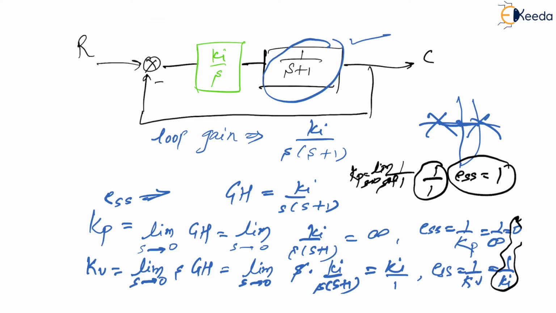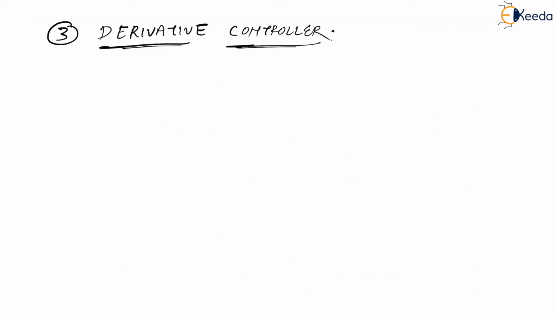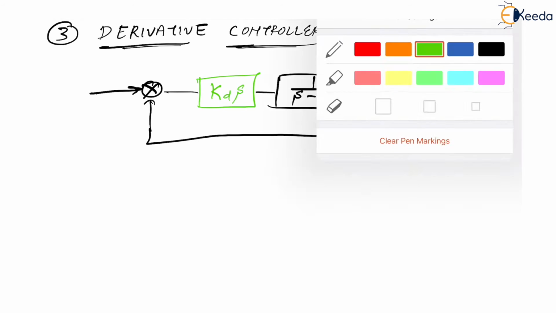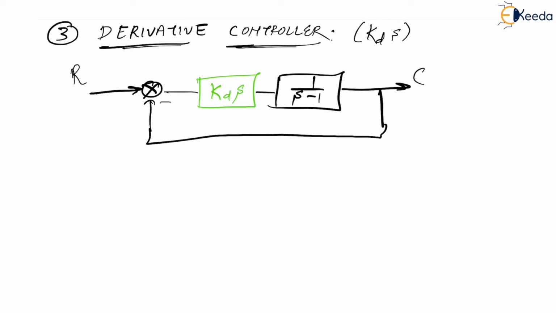This is the disadvantage. Now let us think of the third type of controller. What is that? Let us see. The third type is a derivative controller, which is given by KD into S. Correct? Now, how does that look? What is the loop gain? Loop gain is KD S upon S minus 1. Is that correct? If you think of root locus, how does the root locus look?